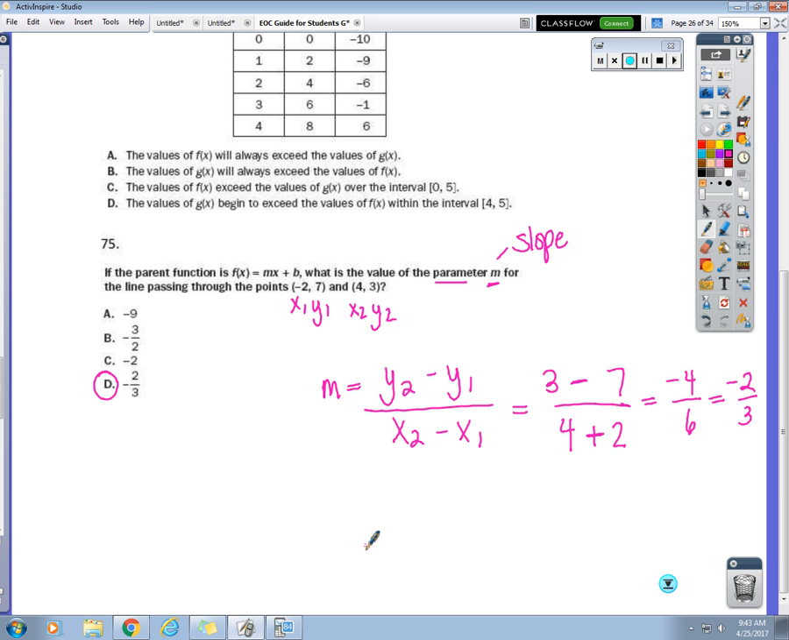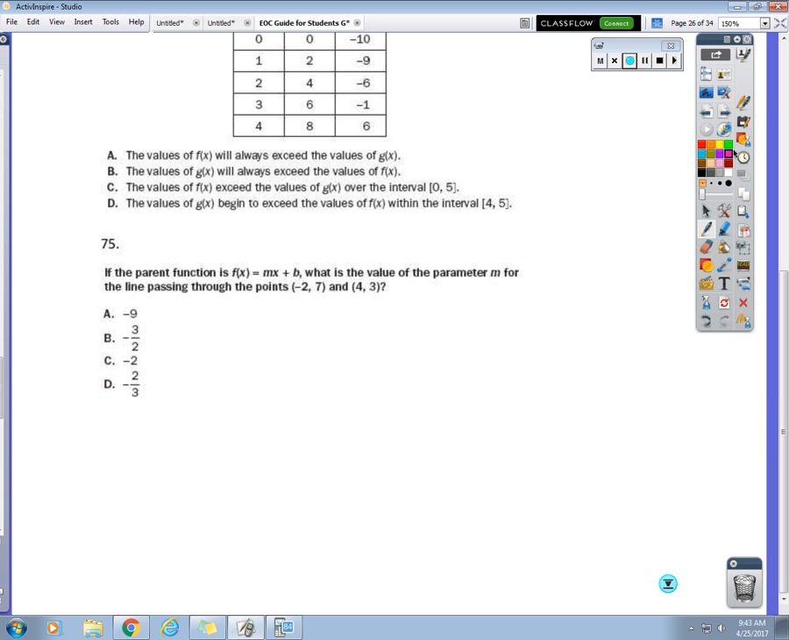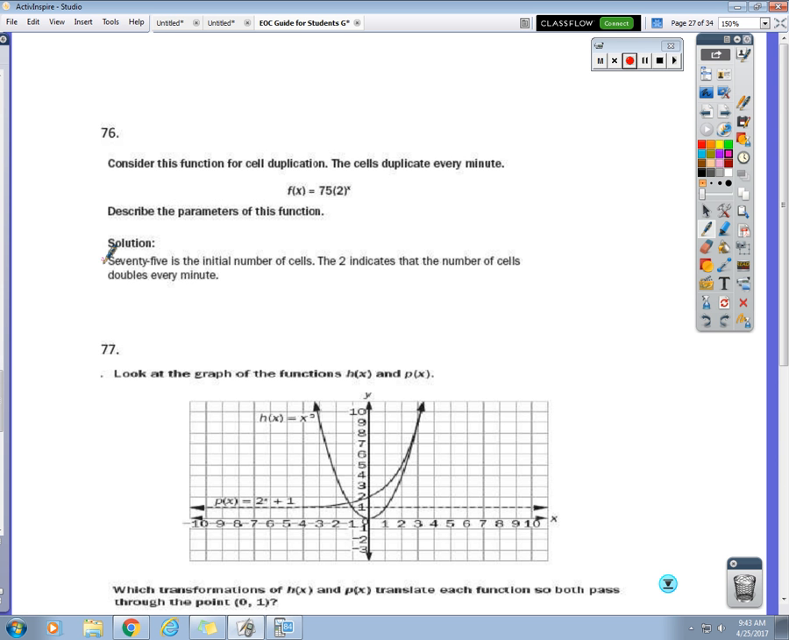Alright, number 76. Well, you didn't have to do number 76. They told you the answer. We forgot to white it out. Okay, but we'll talk about it. Consider this function for cell duplication. The cells duplicate every minute. Describe the parameters of this function.